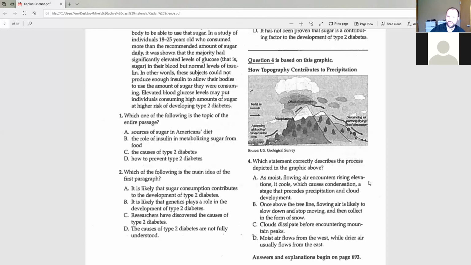All right, so back to our question. Our question says, which statement correctly describes the process depicted in the graphic above? A, as moist flowing air encounters rising elevations, it cools, which causes condensation, a stage that precedes precipitation, cloud development. Okay? B, once above the tree line, flowing air is likely to slow down and stop moving and then collect in the form of snow. C, clouds dissipate before encountering mountain peaks. D, moist air flows from the west, while drier air usually flows from the east.